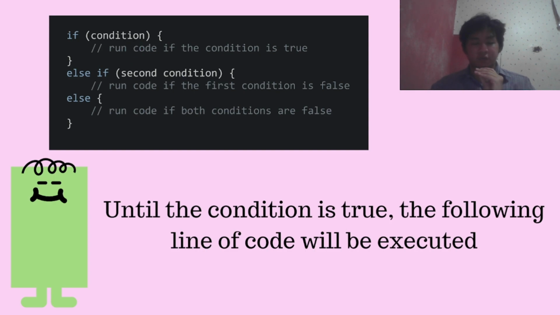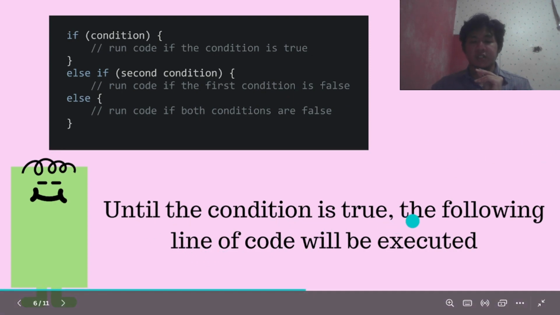action. For example, if we were to make a main menu, we can say if you pick this, do this. If you pick this, do this. Else, do this. There is no limit on how many else if you can use, so just use it to your heart's content. And until the condition is true, the following line of code will be executed.